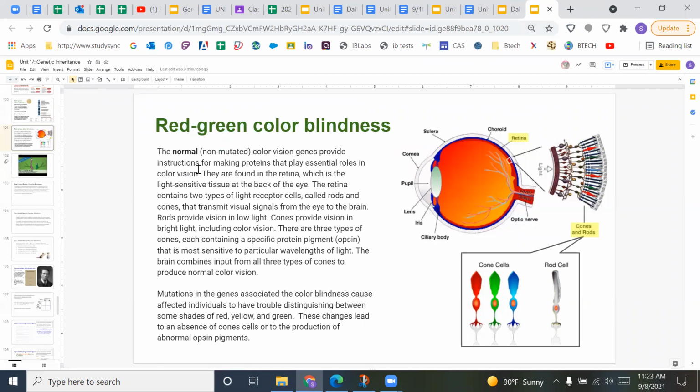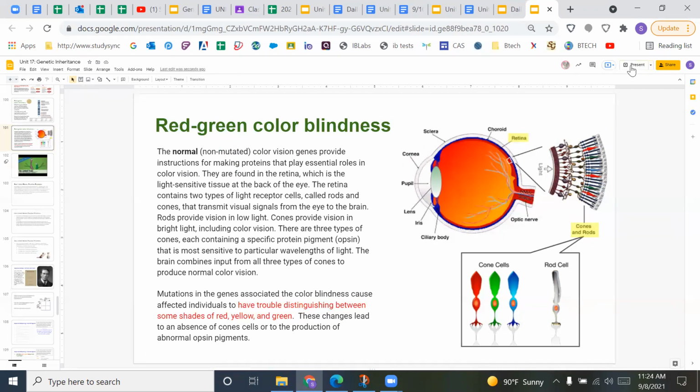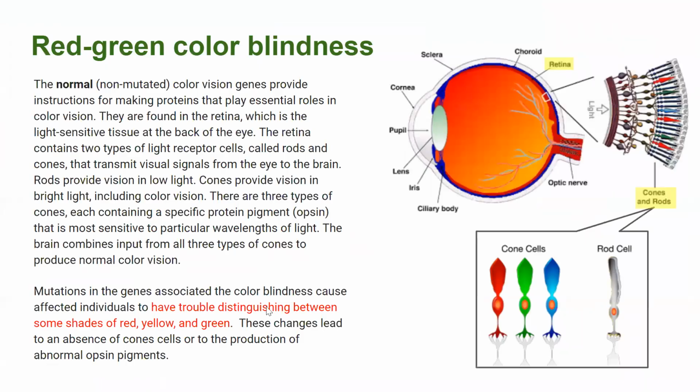Let's see. Mutations in the genes associated with color blindness cause affected individuals to have trouble distinguishing between some grades of red, yellow, and green. These changes lead to an absence of cone cells or to the production of abnormal opsin pigments. I think we can just stop at the basics here. I do not think at the level that we are learning at, you have to know all the specifics of red-green color blindness. You just need to know.